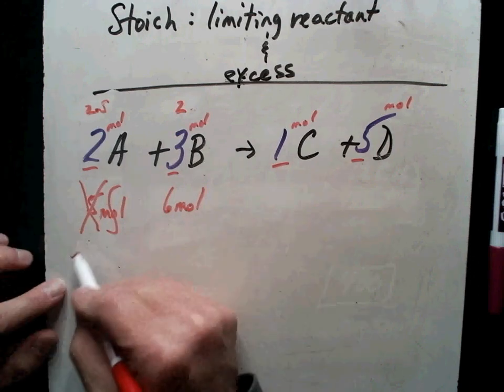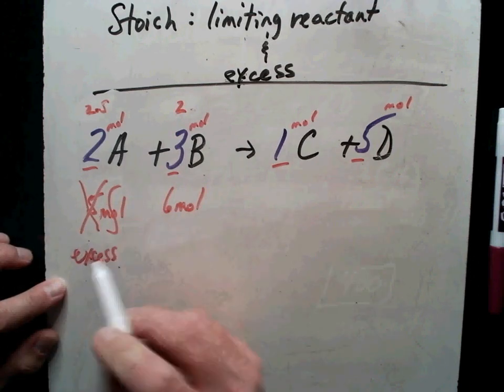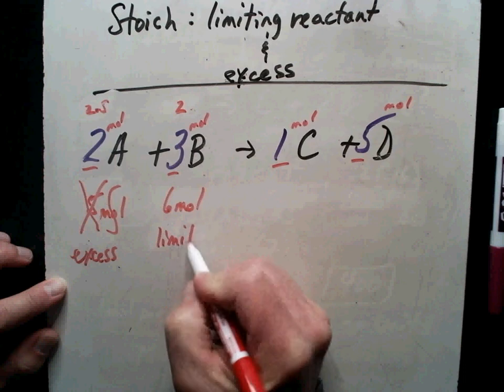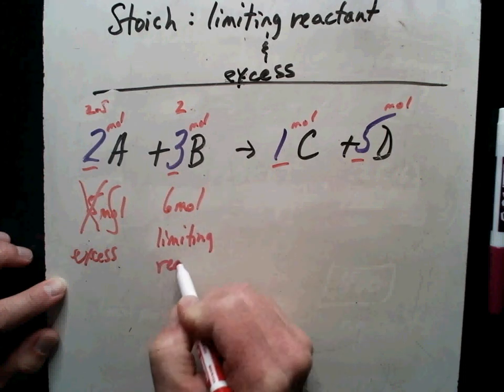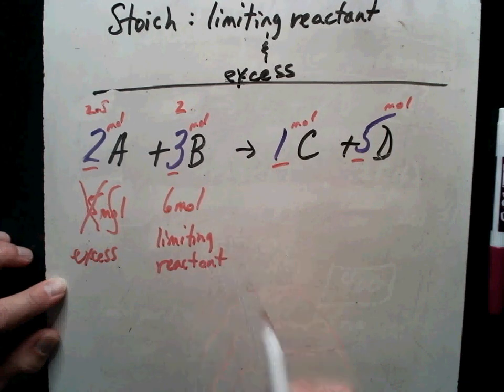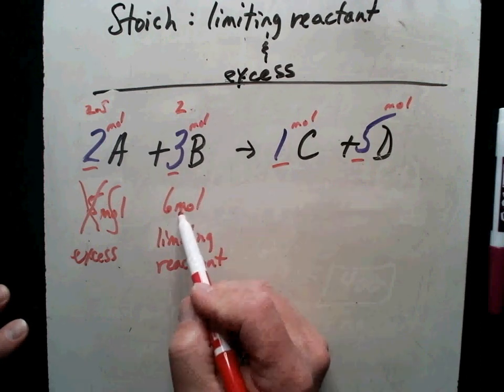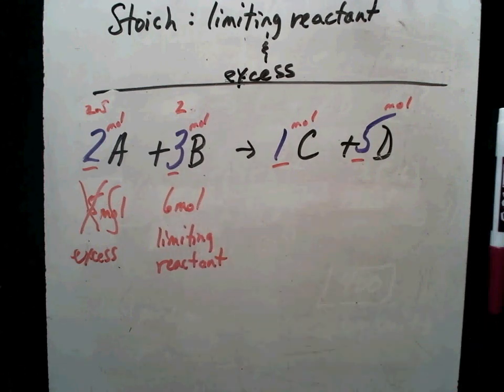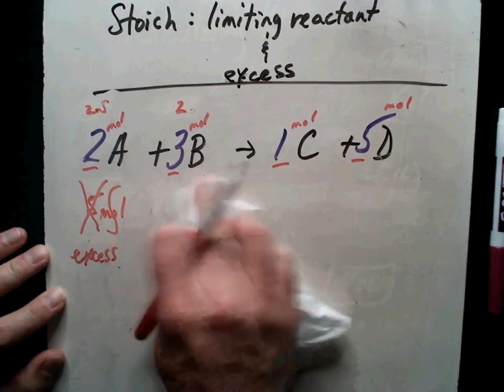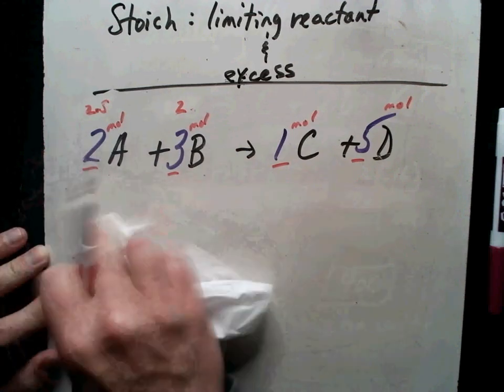All right? So catch the words. Excess is the thing I have too much of. Limiting reactant is the guy that limits how much you can really make. When this runs out, it limits it. Now, I bet you're getting it. You'll get to practice quite a few of these.